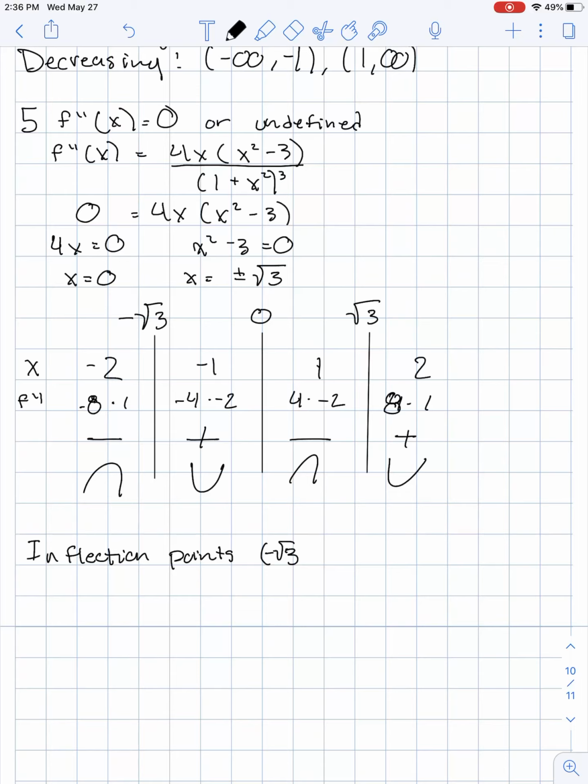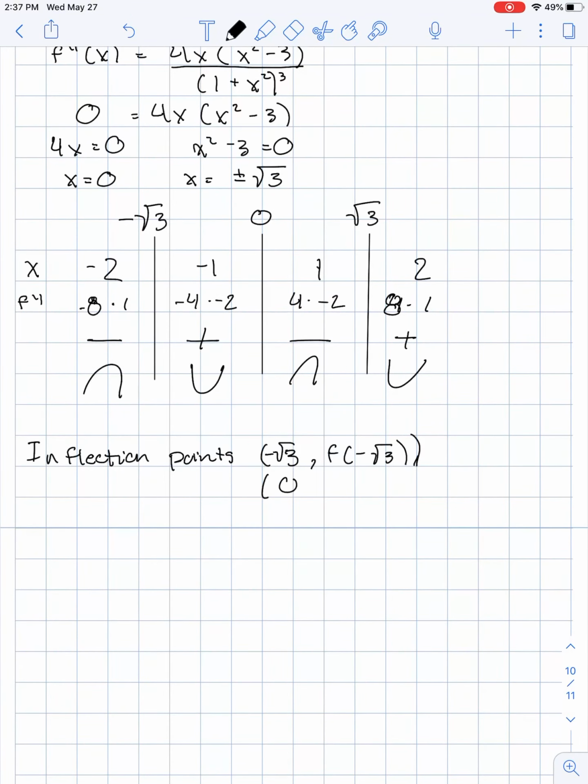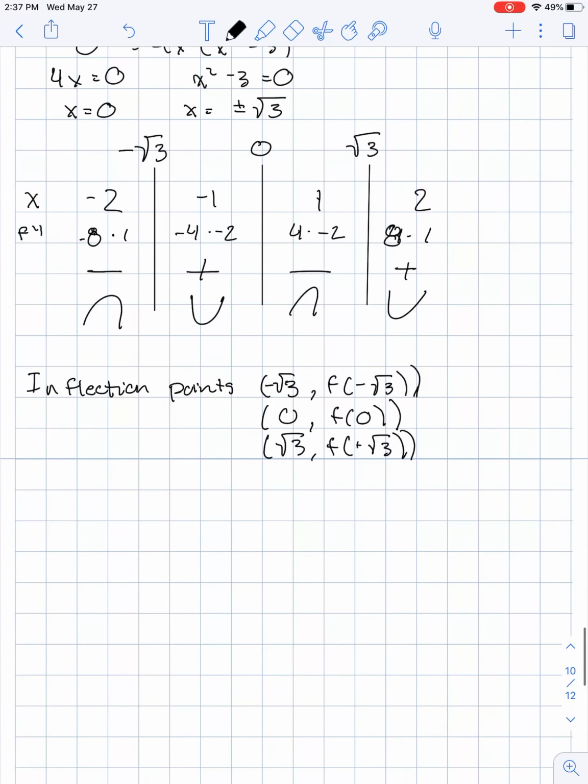They're at negative square root of 3. Plug that into the function. And the square root of 3. Oh, wait, positive. There we go. Cool.